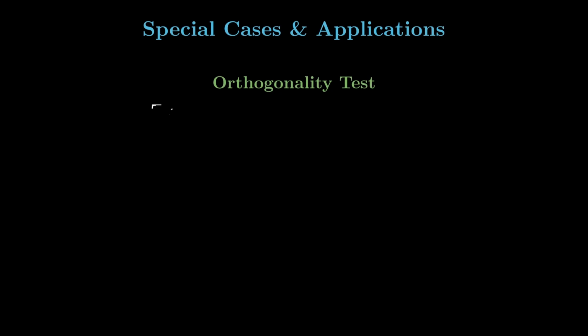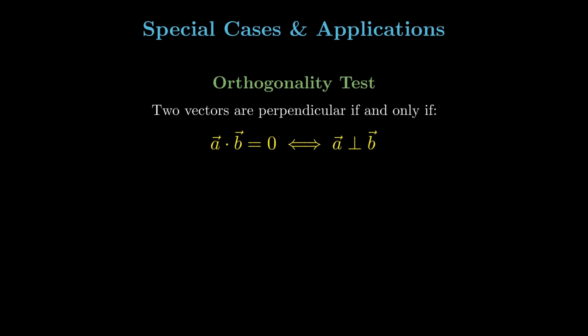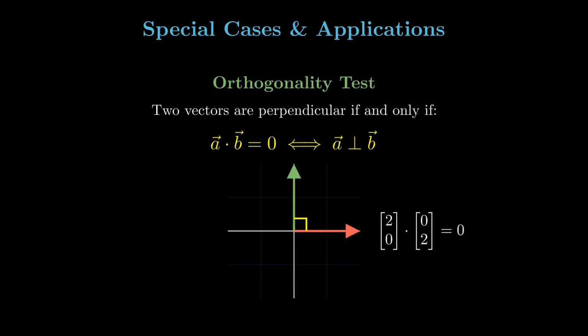So, why do we care? The most powerful application is the orthogonality test. Because the cosine of 90 degrees is 0, the dot product of any two perpendicular vectors is always 0. This lets you check if lines are perpendicular instantly, without measuring a single angle. You can also do the reverse.